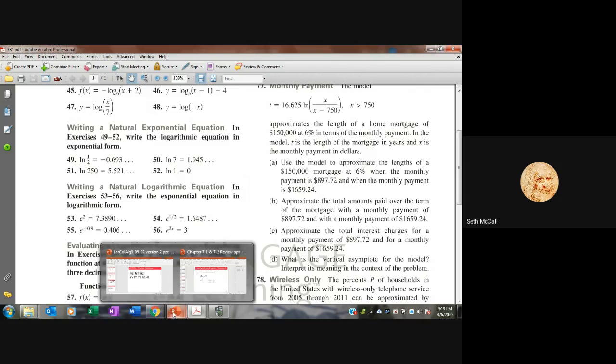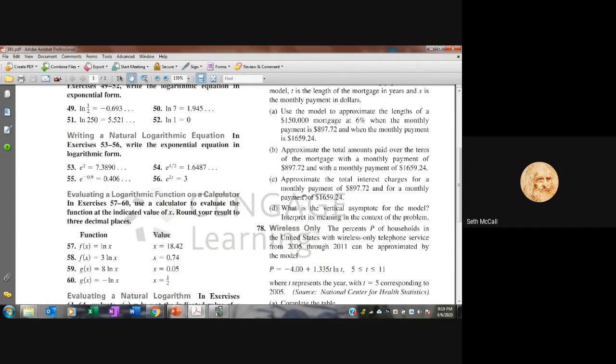All right, so that was number 77. That was quite a long problem. Let's look at number 78. The percent P of households in the United States with wireless-only telephone service from 2005 through 2011 can be approximated by the model. You can read the model P equals -4 plus 1.335 T times natural log of T, where T is between 5 and 11.